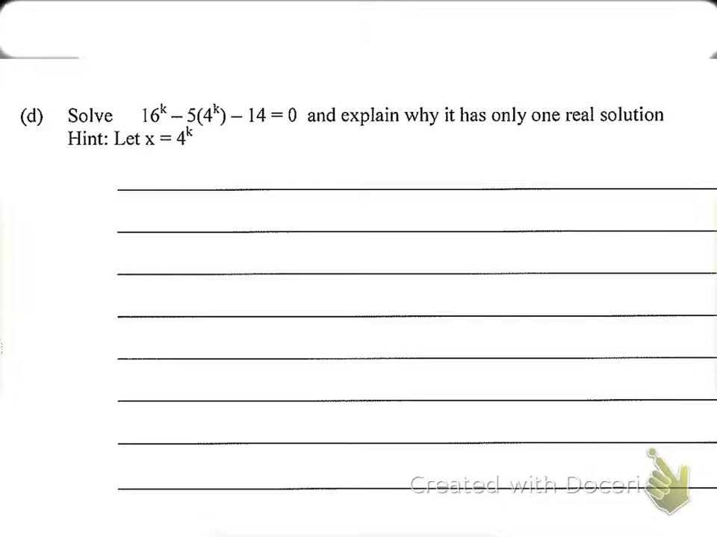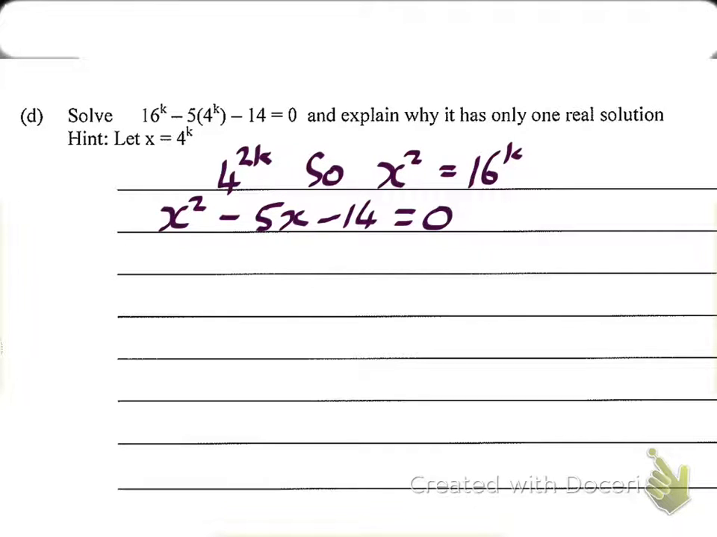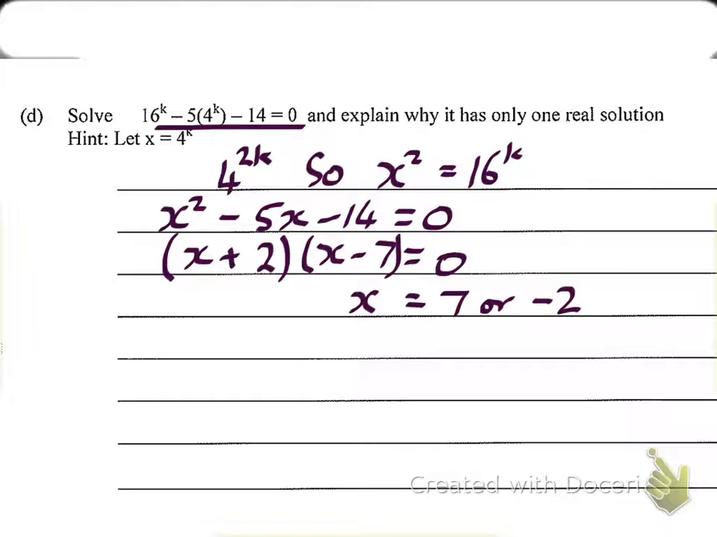For this question we're given a hint, so if 4 to the power of k is x, then 4 to the power of 2k would be x squared. So using the hint and substitution, if I factorize this, it is very similar to the above expression, and we can work out what the factors are and solve it. It's easy to solve the x squared one, so x is 7 or negative 2.